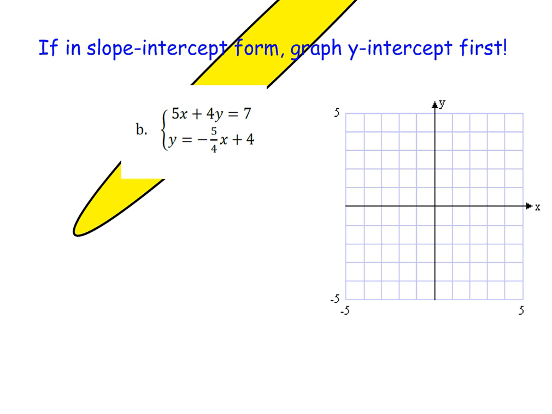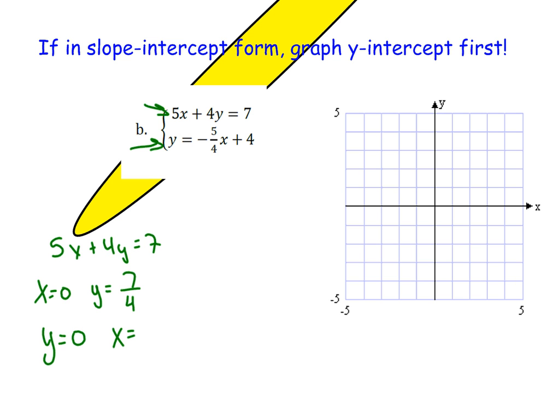So if it's slope-intercept form, graph the y-intercept first. What we've got here is 1 in standard form, 1 in slope-intercept form. So you've got 5x plus 4y equals 7, and y equals negative 5/4 x plus 4. For 5x plus 4y equals 7, if x equals 0, y equals 7/4. If y equals 0, x equals 7/5.